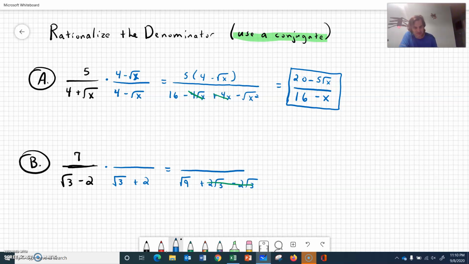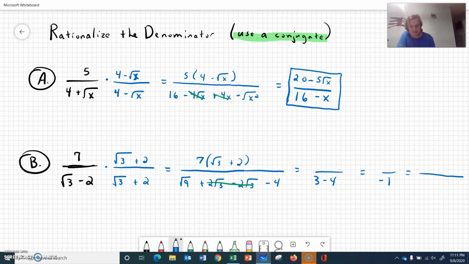And then the last term will be negative 2 times positive 2, so it'll be minus 4. So this bottom part looks like 3 minus 4, or negative 1. And we'll probably do a little bit more with that in a minute. Okay. The top, we're going to have to multiply the 7 by square root of 3 plus 2 as well. So that's 7 times square root of 3 plus 2. We can distribute that. I'm just going to carry it over and distribute it. So that's 7 square roots of 3 plus 14.